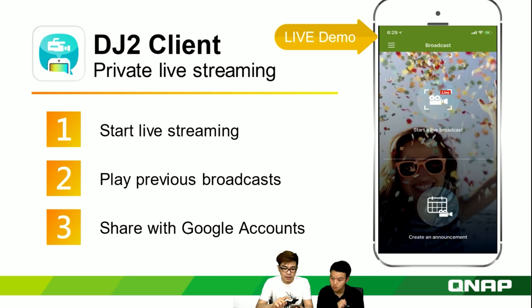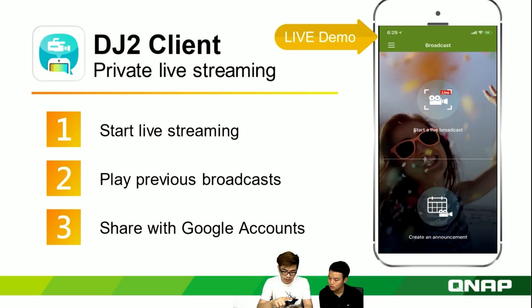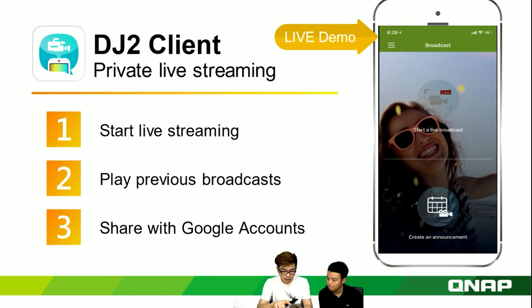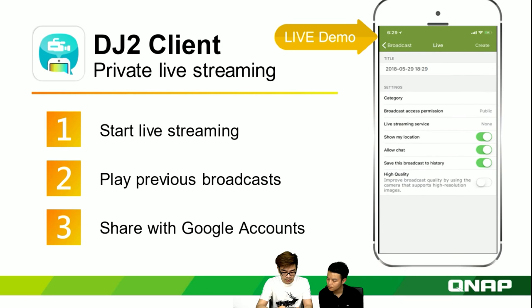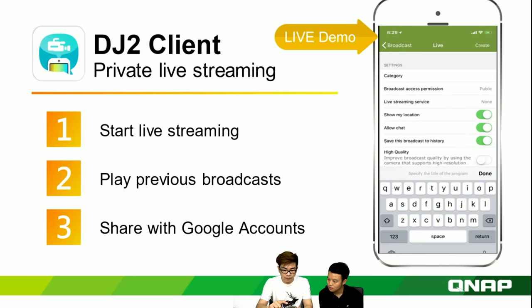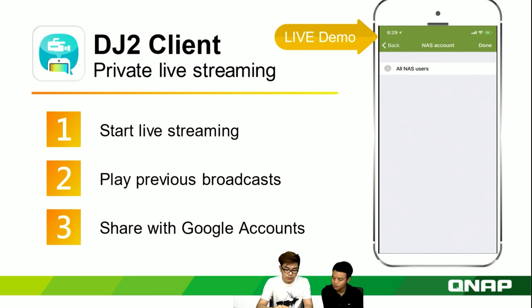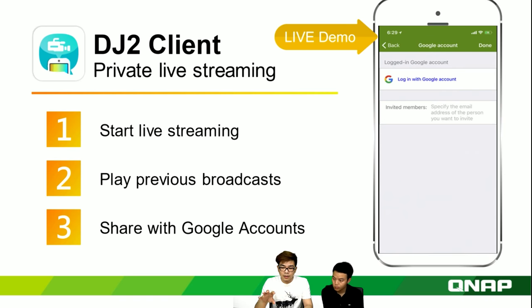And now here is the user interface, and we can just start a live broadcast. Give your broadcast a name like demo, and choose the category. For broadcast access permission, we can choose public or private. When you are doing private broadcasting, you can choose to add a NAS account, or use a Google account. You have to log in with your Google account, and you can choose whom in your friend zone you want to share with.